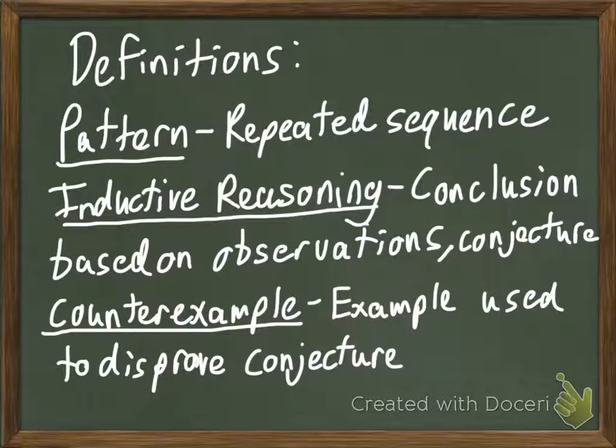We're going to start off with just a few definitions. A pattern, basically you're just going to define as a repeated sequence. It's any kind of sequence that has unknown repetition. Inductive reasoning is a conclusion based on an observation. Now this observation can be a pattern, it can be something that you see happening in the world. We call that conclusion a conjecture. And then last we have a counterexample. This is something that's used to disprove a conjecture. So that's if we come up with something, but then all of a sudden we find a case that shows it's wrong, that case is called a counterexample. And we only need one counterexample to show that a conjecture is false.